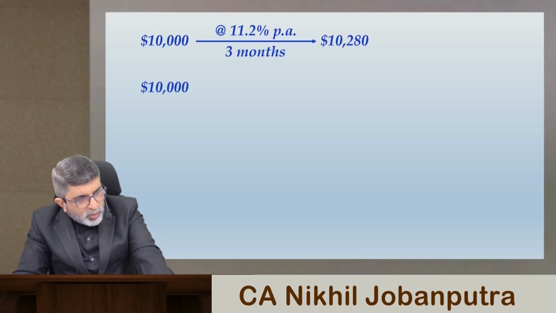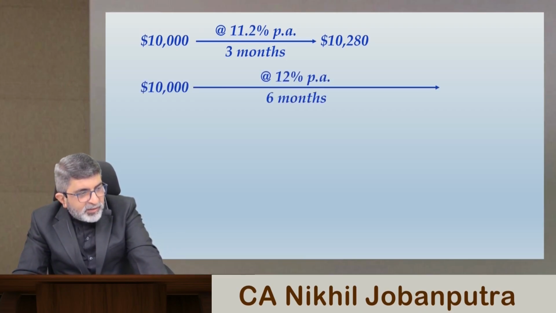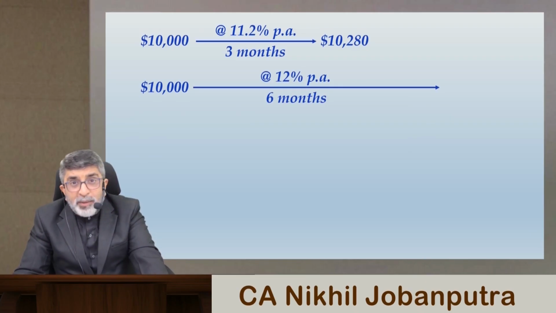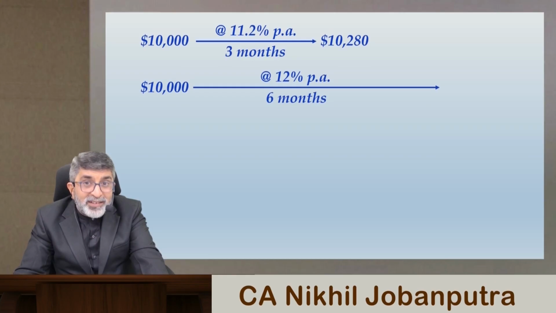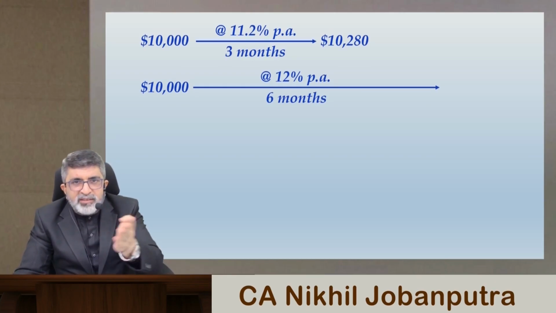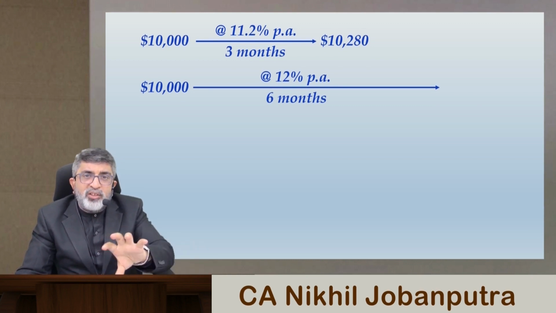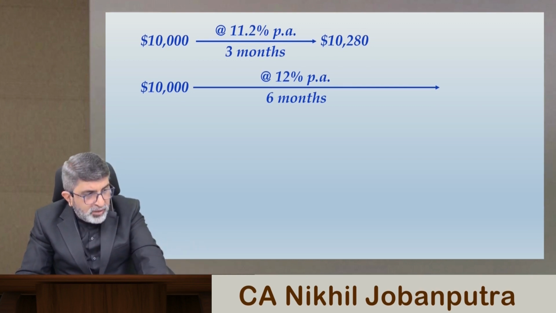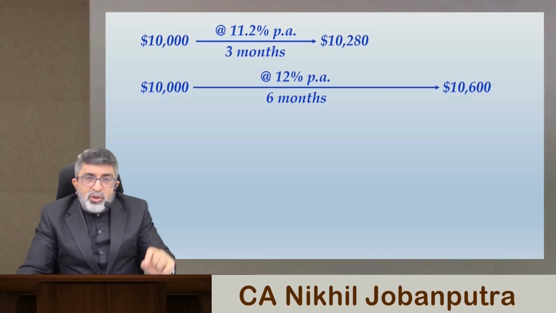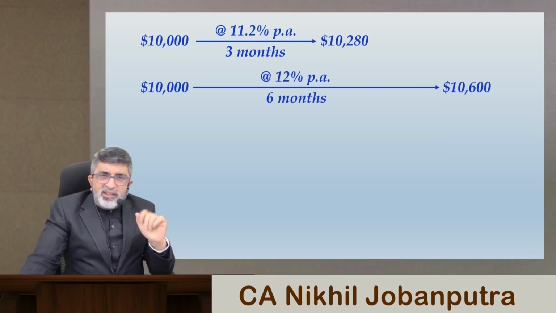But if you would have borrowed the same sum for 6 months, applicable rate is 12% per annum. So that will be converted into periodic rate of 6%, correct? 12% for 12 months. So how much for 6 months? 6%. Here there is no compounding because it is everything under 1 year. Now the maturity value of course comes to 10,600.